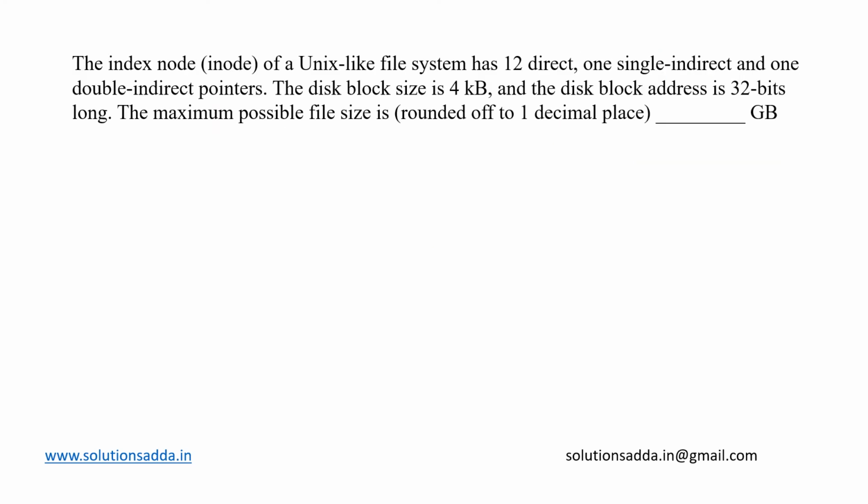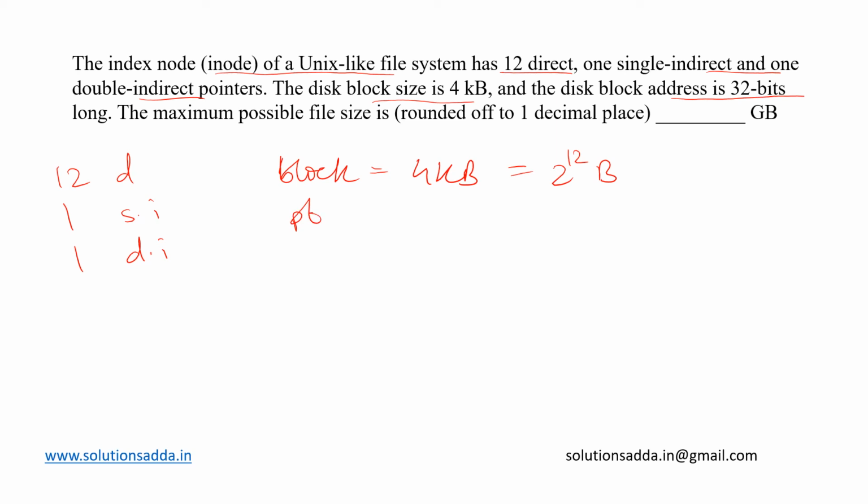This is an operating systems question based upon file organization. We have Unix-style inodes in a file system which has 12 direct, 1 singly indirect and 1 doubly indirect type of pointers. The block size in this file system is 4 KB, or we can write that as 2 to the power 12 bytes. The disk block address, or the pointer size, is 32 bits or 2 square bytes. So with this, we can find out the number of pointers which a particular block can hold.